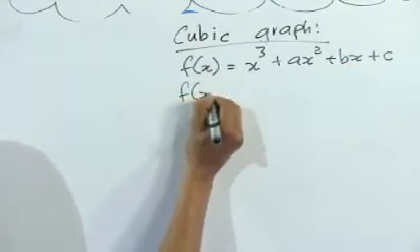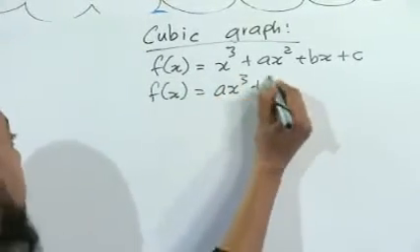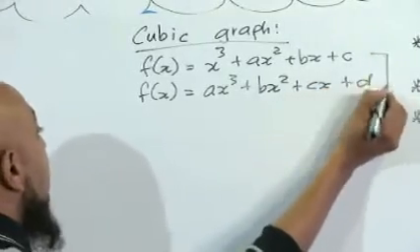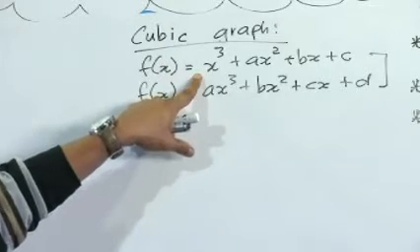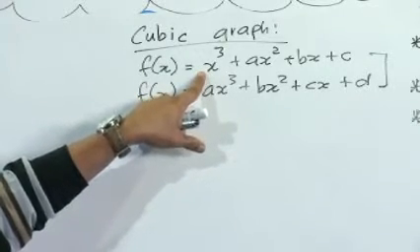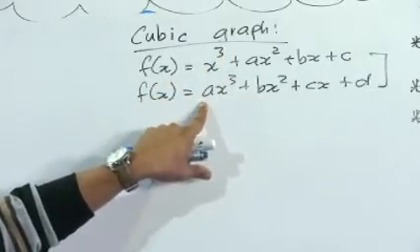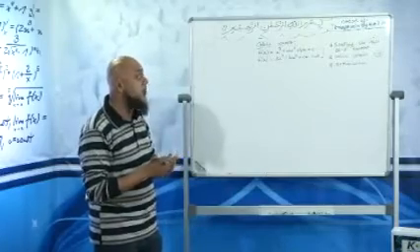Sometimes they might tell you that f of x is equal to ax cubed, where your a value will change, plus bx squared plus cx plus d. Boys and girls, these two are exactly the same. It's just that in the first one you can assume that the coefficient of x cubed is 1. Here the coefficient of x cubed would be a different value. It could be a value greater than 1, or it could be a fraction.